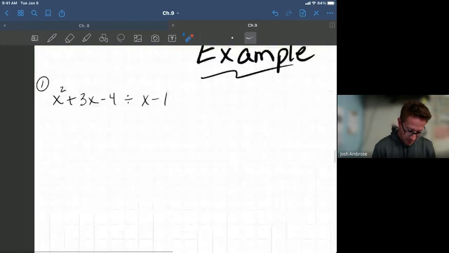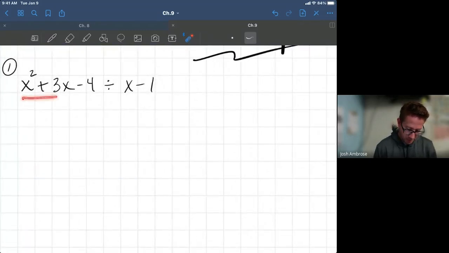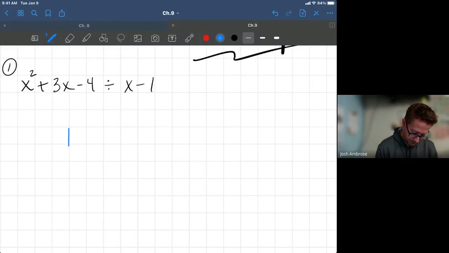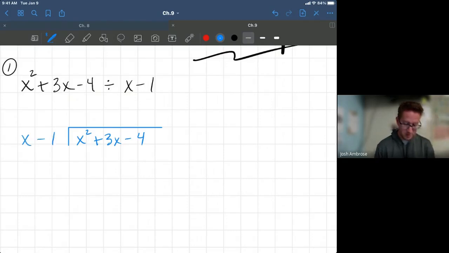Here we go. All right, so here is our polynomial. Here is our binomial. Let's start by writing it under. Okay, so there's our box. X squared plus 3x minus 4 goes inside. X minus 1 goes on the outside. All right, you should have your notes right next to you with those 4 important steps.